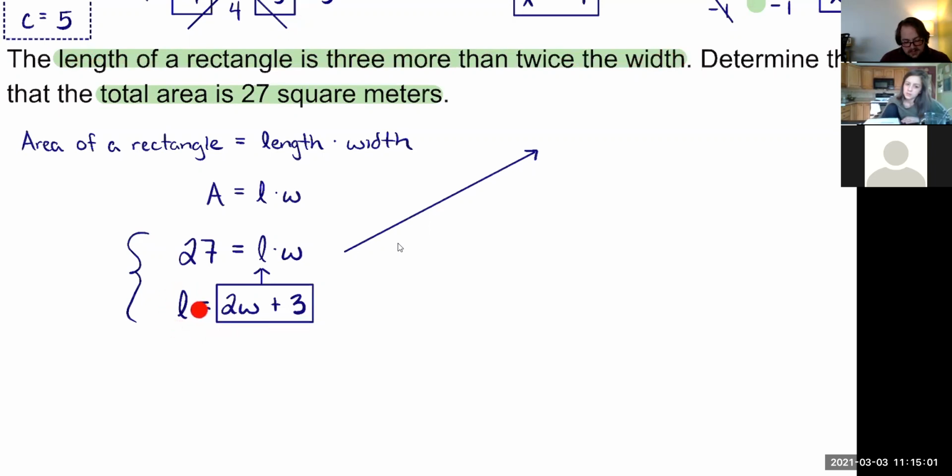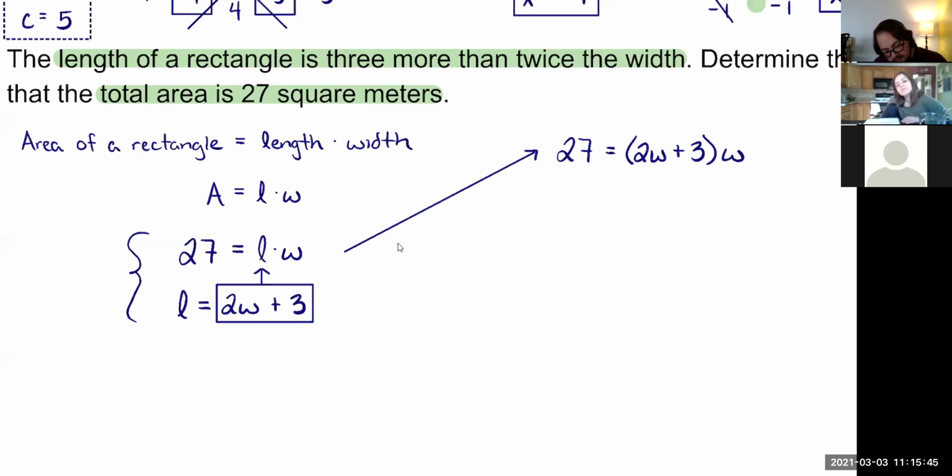The length is 3 more than twice the width. And now that I know what the length is in terms of width, I'm going to replace the length with all that information, which allows me to write the equation 27 equals 2W plus 3, which is my length, times the width, which I still don't know. We're getting closer. We now have an equation, and how many variables are in this equation? 1. It is in 2 places, but there is only 1, which means this is solvable.